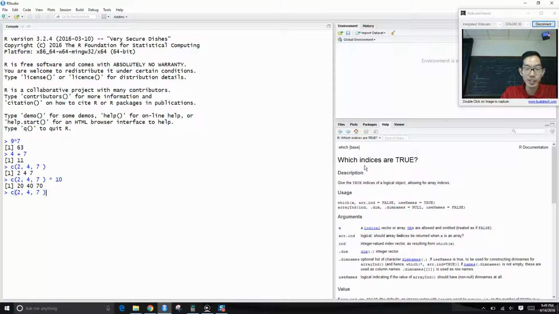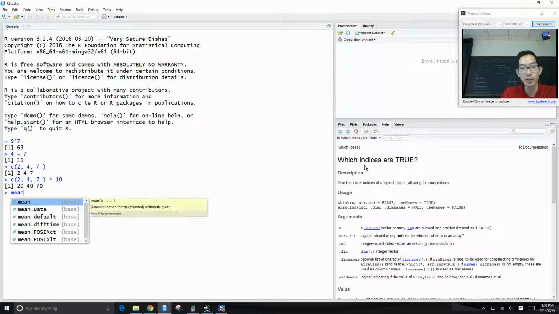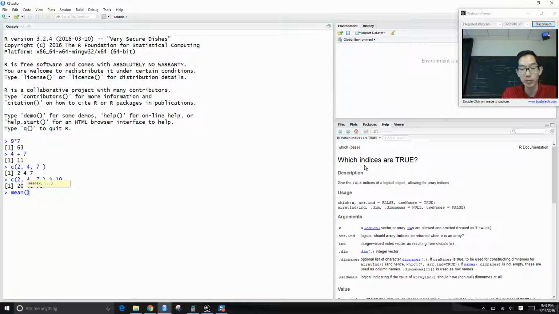Okay, and then, all right, you can also ask R for simple things. There are certain commands like the mean, okay, and you can say, well, okay, what's the mean? And I'm going to give you a vector, 2, 4, 7, okay, and it says, okay, the mean of those 3 numbers is 4.333, okay.